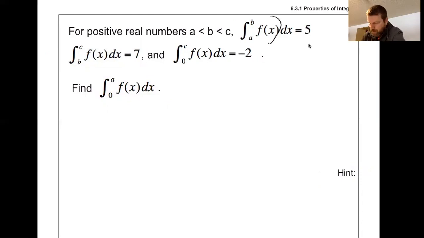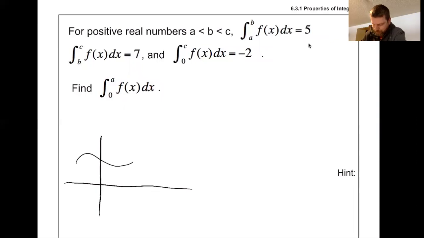So all of these involve some function called f of x. Now, I don't really know what f of x looks like. So I'm just going to make a sketch and say it looks something like this. Whatever. Maybe I'll have to adjust that sketch later. But I've got some f of x.